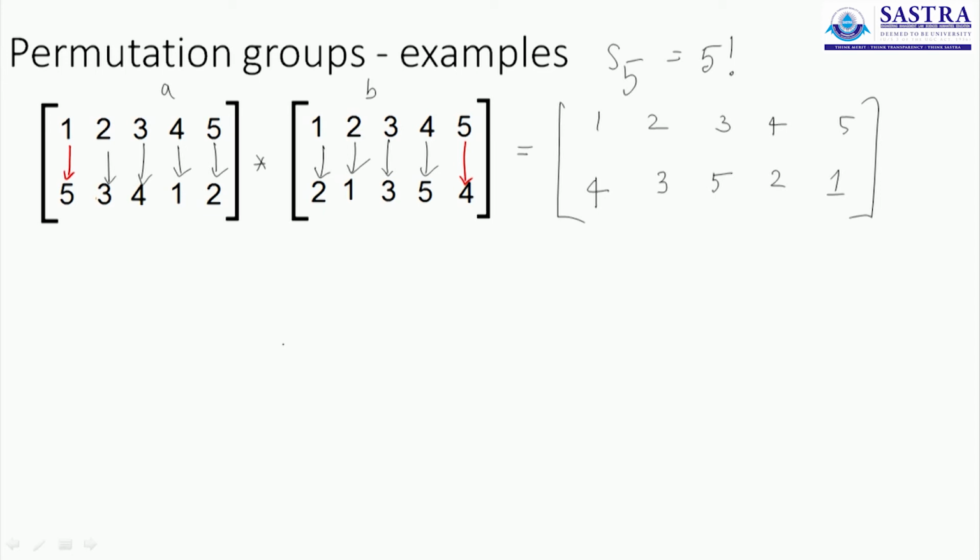We will get one more rearrangement of the 5 numbers where 1 is mapped to 4, 2 is mapped to 3, 3 to 5, 4 to 2 and 5 to 1.